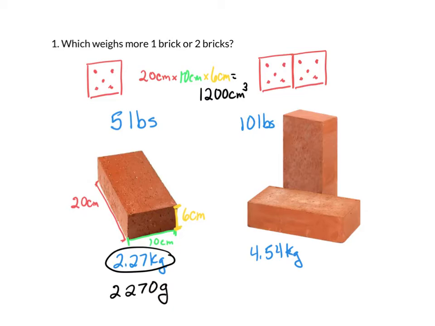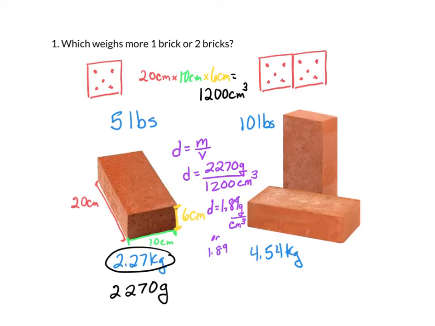The density is the mass divided by the volume. The mass in this case was 2,270 grams. The volume was 1,200 cubic centimeters. When you take 2,270 and divide it by 1,200, you'll get the answer of 1.89. Now the units are still going to be grams on top, cubic centimeters on the bottom. And that would be the same as grams over milliliters, but we found it as grams over cubic centimeters.